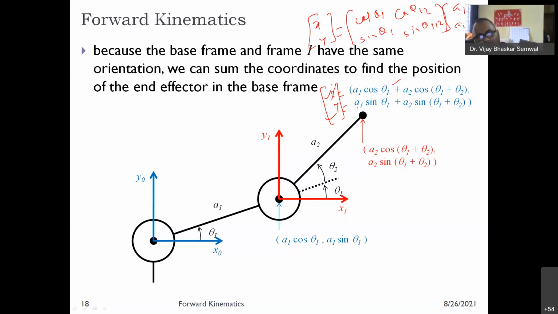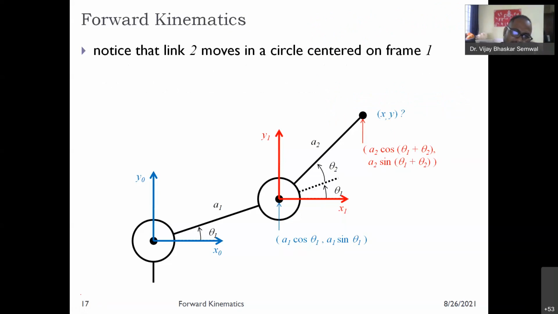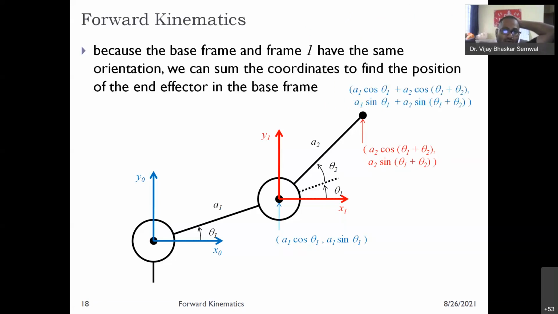Because the base frame and frame 1 have the same orientation. Generally each time we attach one base frame and another body coordinate frame. In case the base frame and the first frame are the same, their orientation is the same, so frame 0 and frame 1 are the same. And the joint between A1 and A2 is referred to as joint 1, the one between A0 and A1 is referred to as joint 0. We can sum the coordinates to find the position of any vector from the base frame.